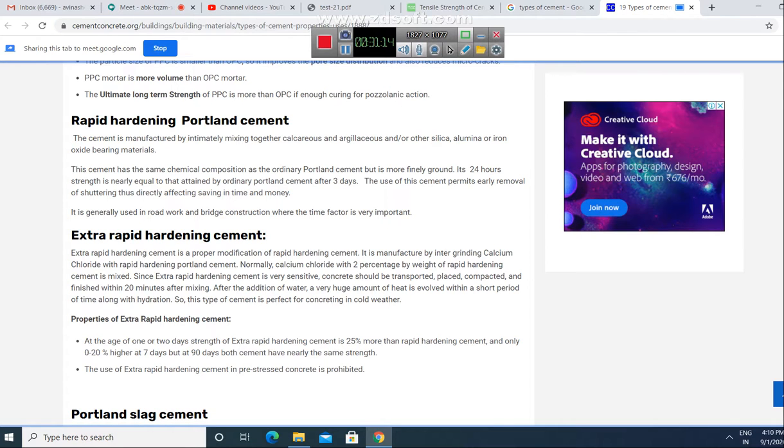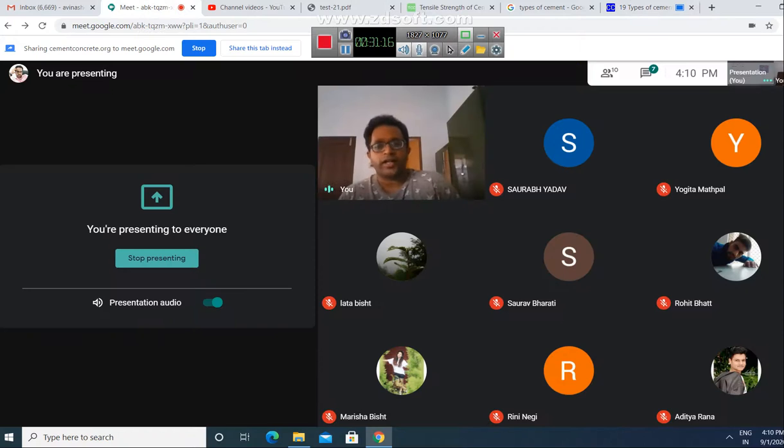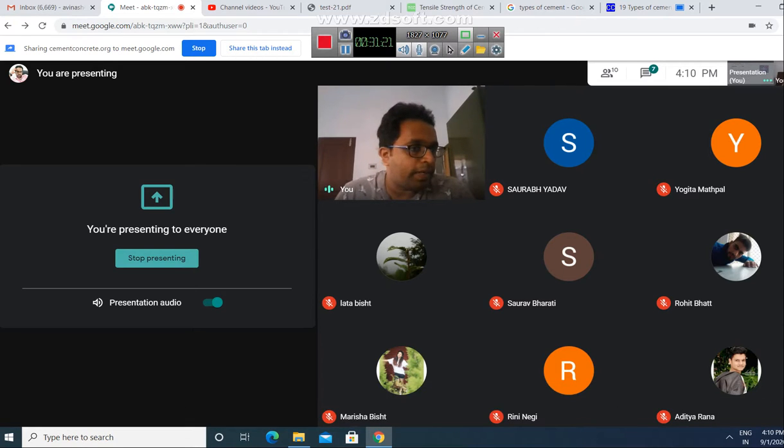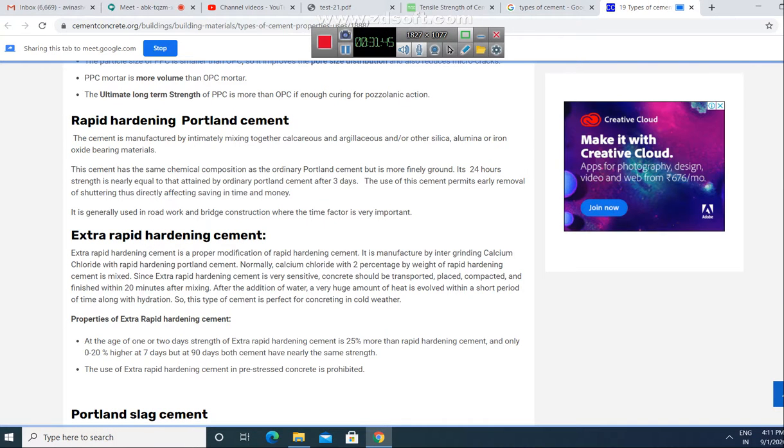But there are certain limitations with extra rapid hardening cement. The problem is, you know that cement will be mixed at one location and transported to the place where it needs to be used on site. So if extra rapid hardening cement is used, the limitation is that by the time you have mixed the cement and the cement sample is reaching the site, it may be getting hardened, which is not advisable. So that is one of the limitations with extra rapid hardening cement.